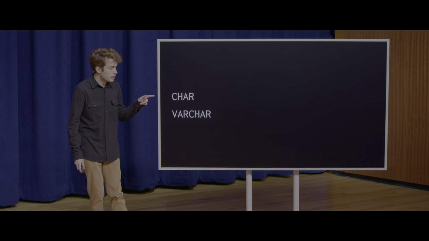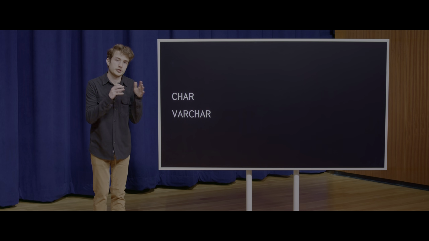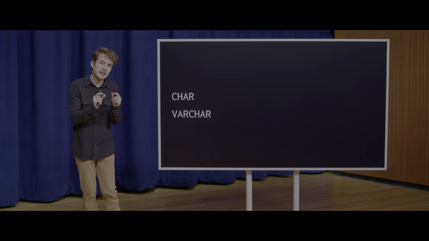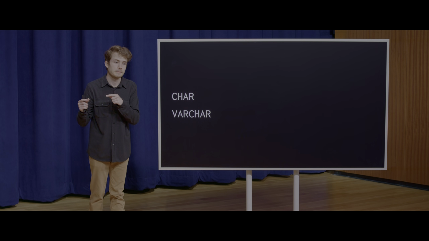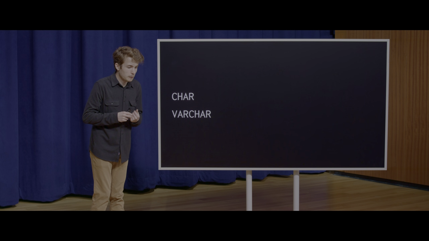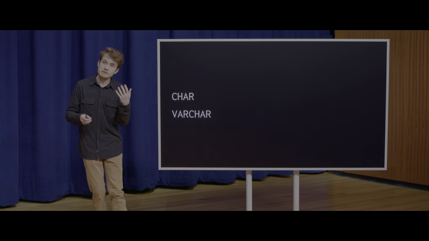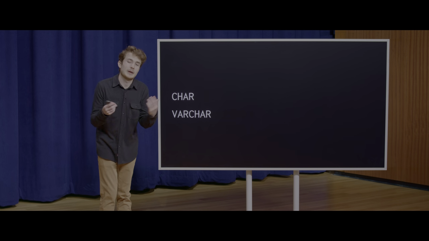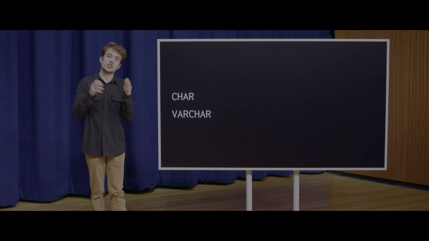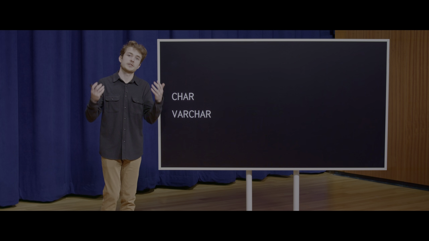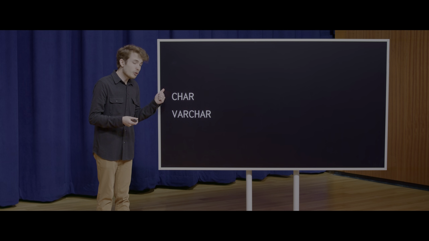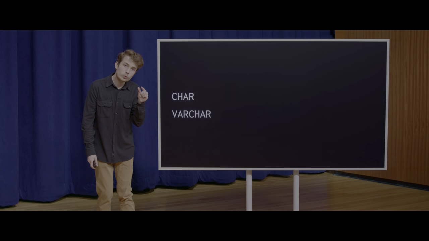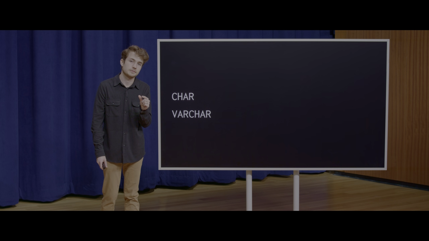So char is a fixed width string, a string that only has and will ever have the same number of characters. You could think of, for example, in the US, we abbreviate state names using two letters, like MA for Massachusetts or VA for Virginia. You might do the same thing with countries as well. Now, that would be useful for a char because this char will always hold only two characters.